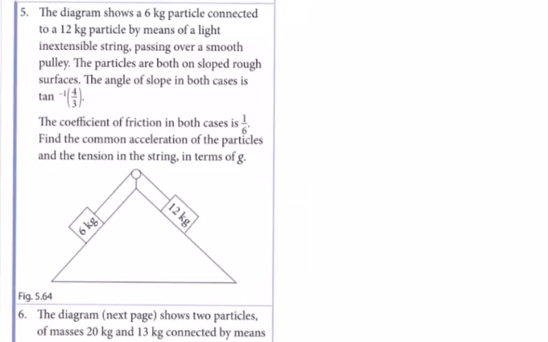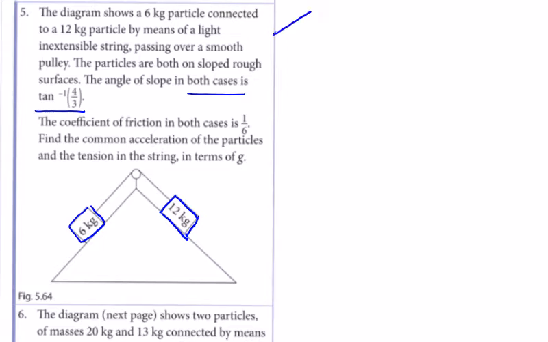Question 5. The diagram shows a 6 kilogram particle connected to a 12 kilogram particle, on opposite sides of this triangle, and they're connected by a string. And we're told something about the angle. The angle of slope in both cases is the inverse tan of 4 over 3.